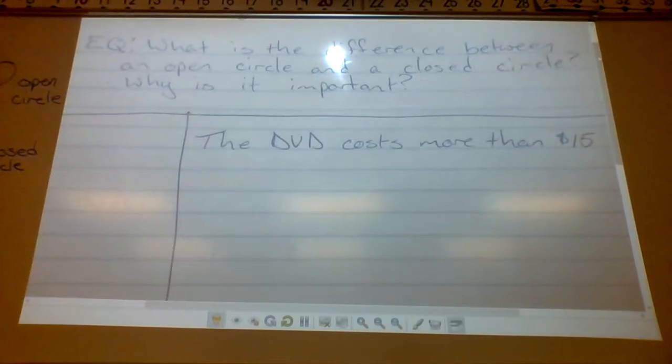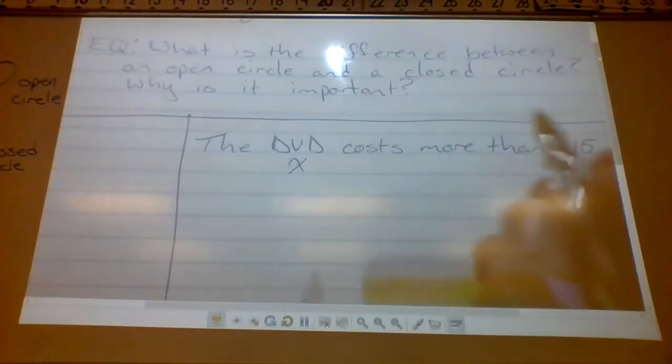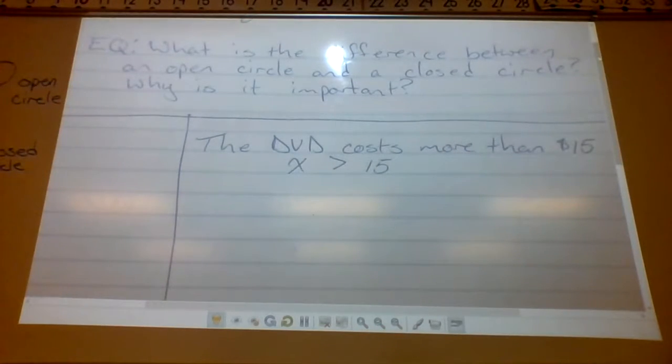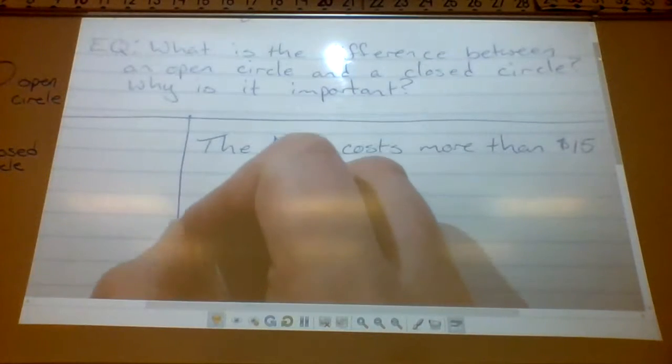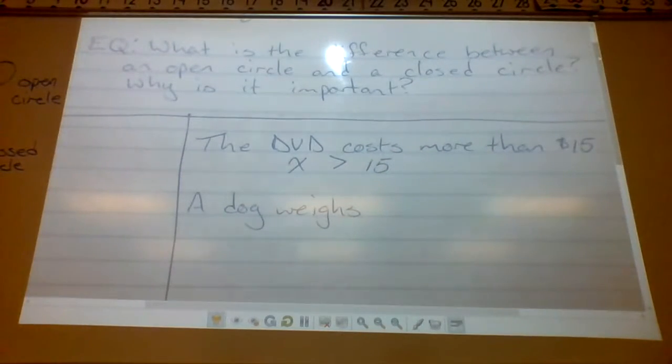So the DVD costs more than $15. Do we know how much it costs? No. So what we do is we put a variable for the cost of the DVD, and it is more than 15. Is it exactly one number? No, because there's no way to answer that. I'm just showing you what these mean. You could say $16 instead of $15. It could be, but so is $15.01.